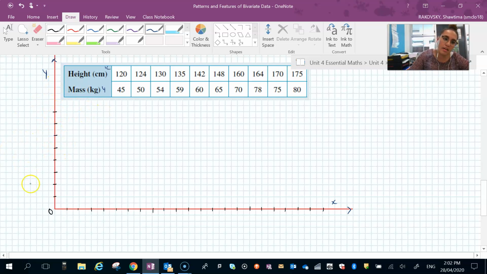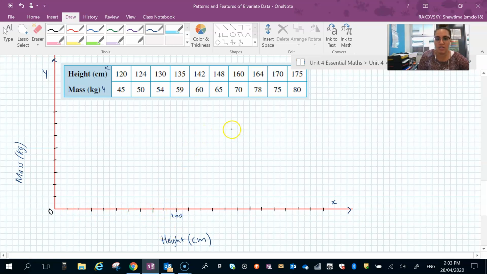So let's just label our axes here. We've got mass, and it's measured in kilograms. And we've got height, and it's measured in centimeters. So obviously I would label that along 10, 20, 30, 50, 60, 70, 80, 90, 100.